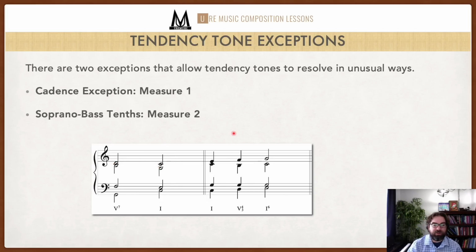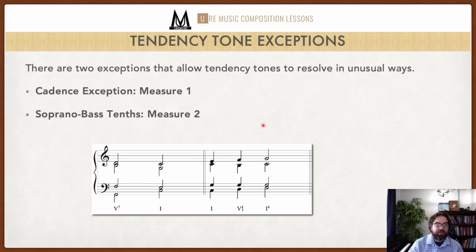So the second one, soprano-bass tenths. What's the error here? Go ahead and take a few minutes. It's one of the tendency tones. They are not resolving correctly. Try and figure out what's going on. Pause the video. I'm going to give you the answer in 1, 2, 3 seconds.